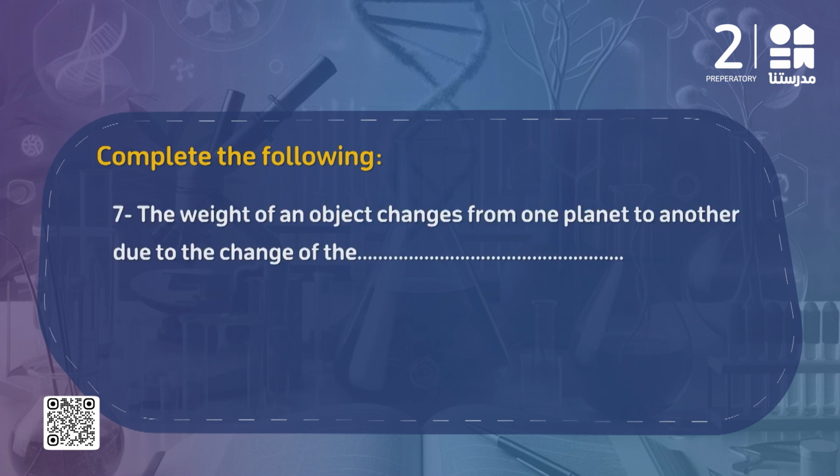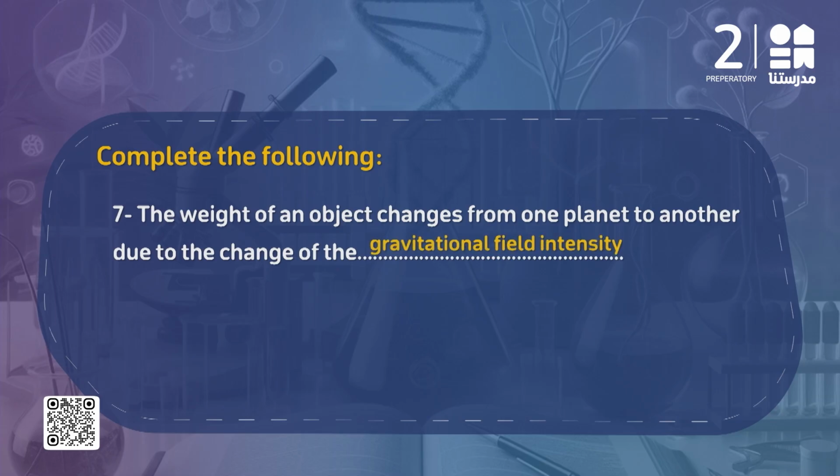Question number 7 tells you the weight of an object changes from one planet to another due to the change of... Let's remember that all planets have an amount of gravity, but each planet has its own gravitational field intensity. Gravitational field intensity is the amount of gravity that determines the quantity of gravitational force on each planet.